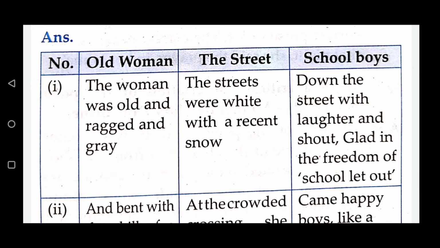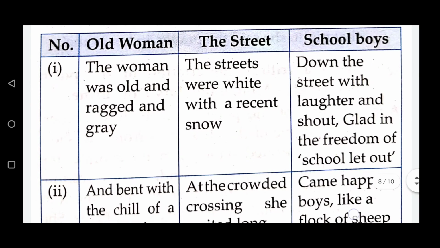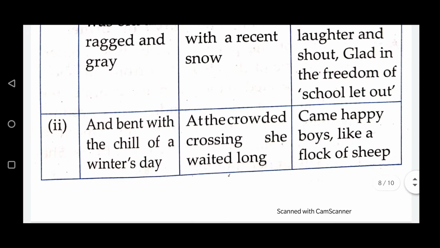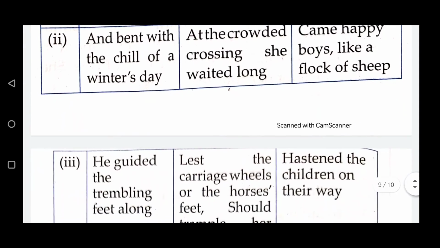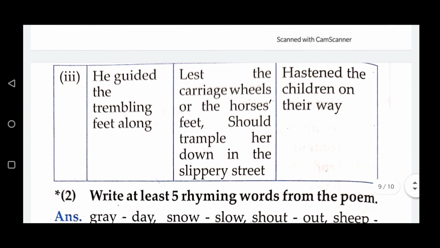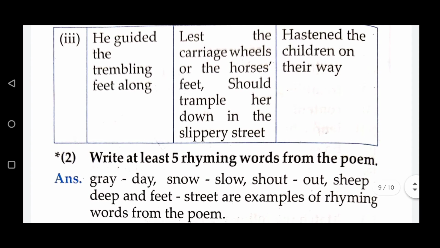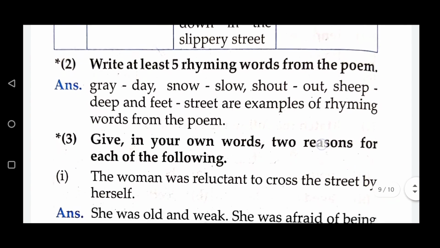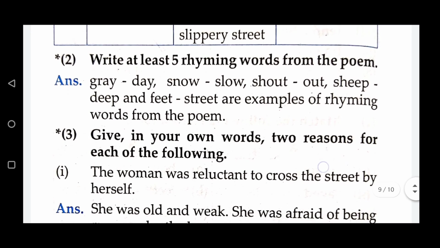Schoolboys down the street with laughter and shout, glad in the freedom of school let out, came happy boys like a flock of sheep, hastened the children on their way. So these all are actually descriptions, because this is a narrative poem. Descriptions are given of the setting and timing of the day, and we can imagine what the people are doing around, how things are going around. So that is why it is said to be a narrative poem, and these were the things which we could see.